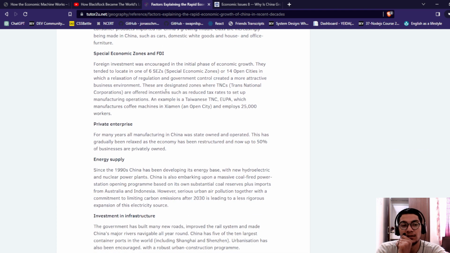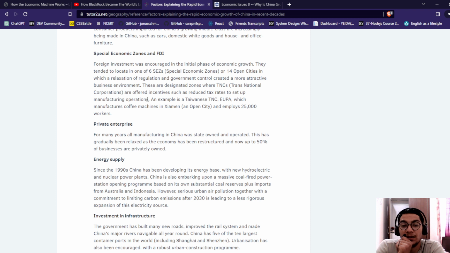Okay, that's manufacture. Special economic zones and FDI. Foreign investment has been encouraged in the initial phase of economic growth. They tended to locate in one of six special economic zones or 14 open cities, with regulation and government controls acting on the business environment.